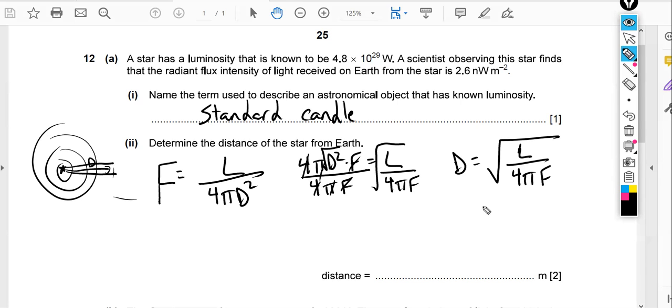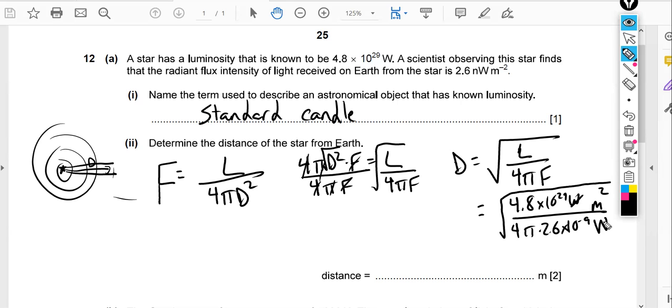All right, so now let's substitute in some values. The luminosity, 4.8 by 10 to the 29 watts, over 4 pi, the flux, 2.6 nano, 10 to the negative 9. Nano means billionth, and that's this order of magnitude. It's going to be watts per square meter, so I'll just move that back to the numerator. When I take the square root, these watts will cancel underneath the radical, but the square root of meters squared will be meters. So the units always work out.